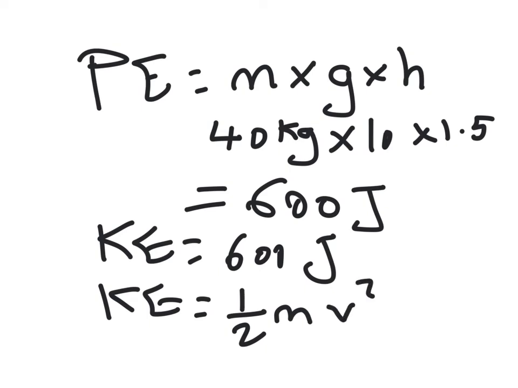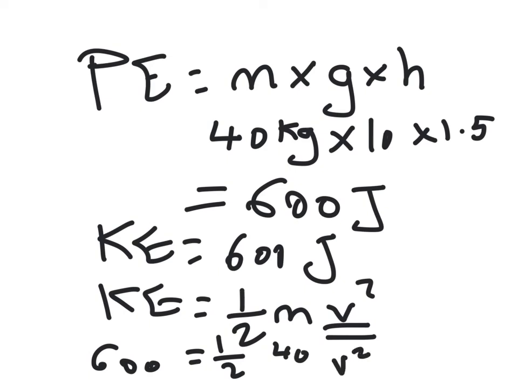So in this case, what are we doing? We're figuring out what v is. So my 600 is equal to 1/2 the mass, which is 40. And we are trying to figure out the velocity. Half 40 is 20. Divide both sides by 20.